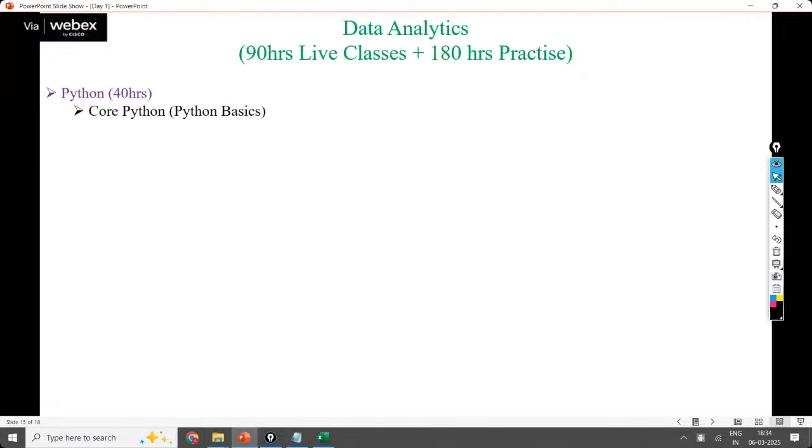hours. In Python, we are going to learn the Python required for data science. The Python which is not related to data science, we are not going to learn. Point is clear. Python related to the Python developer role, to become a software engineer, that one is different. If you are interested in becoming a Python developer, this is not the right course for you.